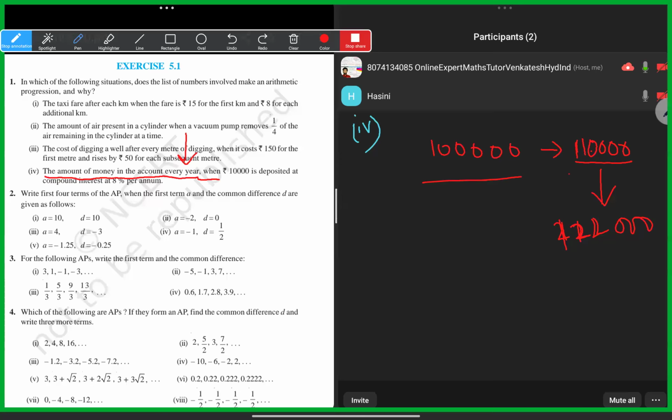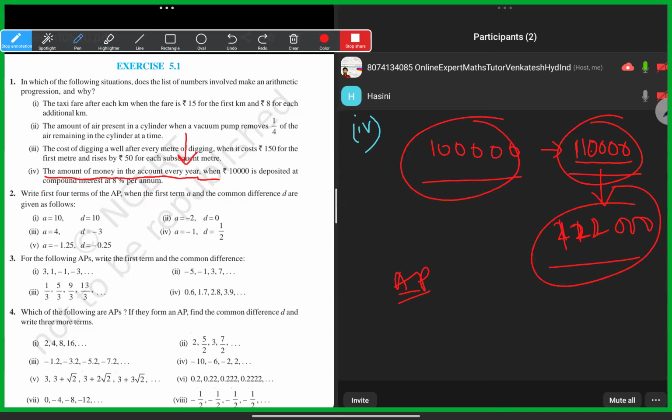The question asked is whether the situation follows an arithmetic progression or not. After every year, whatever amount it becomes, will that situation follow an arithmetic progression or not?